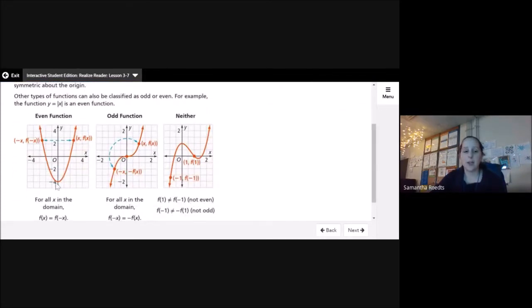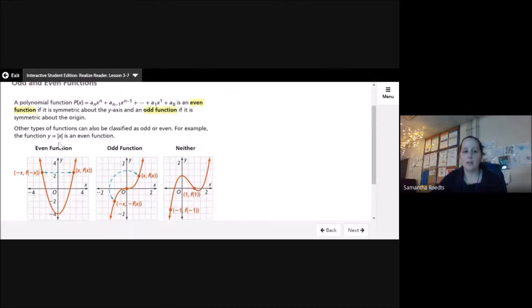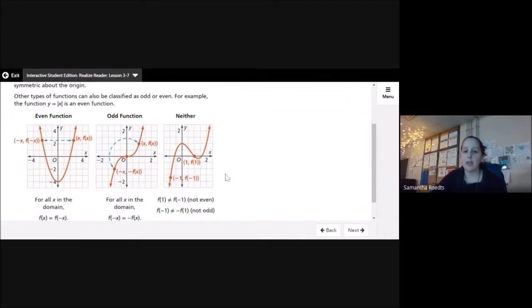So I can see my even functions, they're symmetric about the y. Basically if I have a point here on the y-axis, it's an even function, it'll be symmetric about the y. For odd functions, it's symmetric about the origin, so that means I can rotate this function and it stays the same. And then neither, so this is not even or odd.